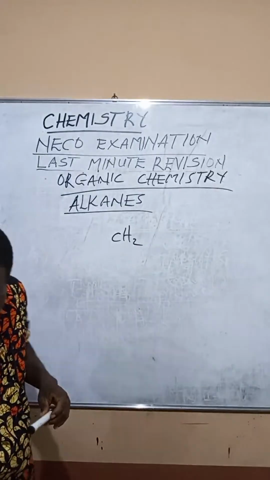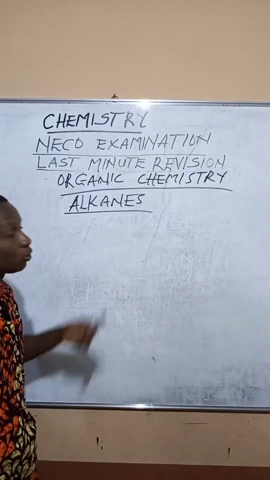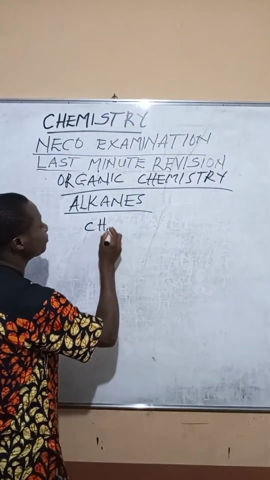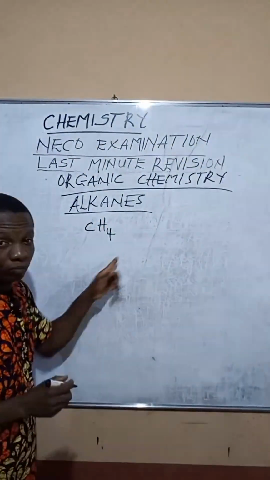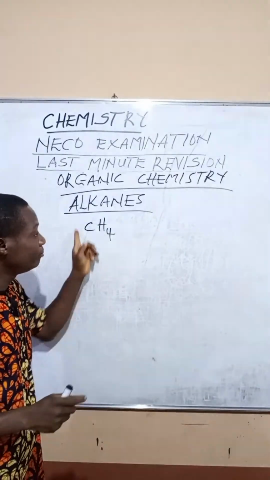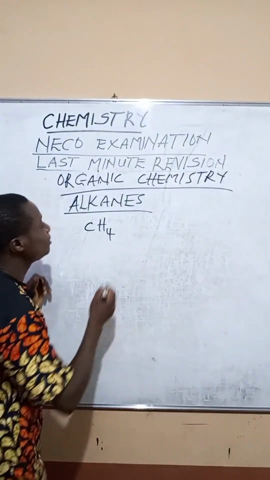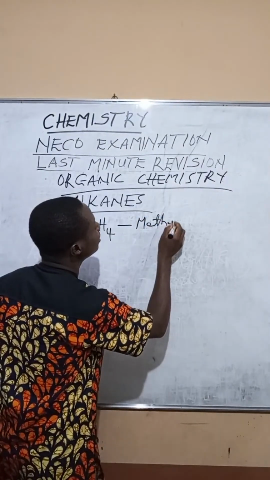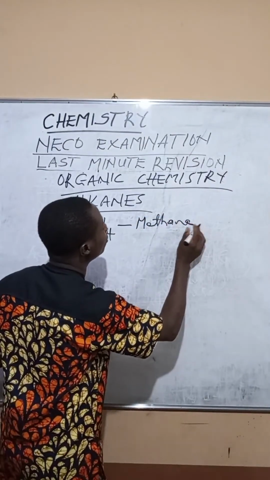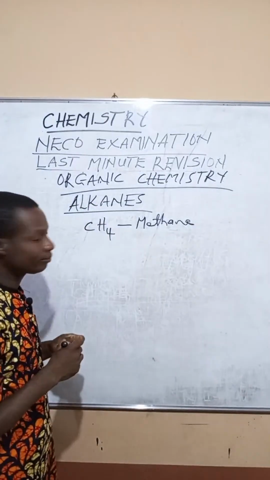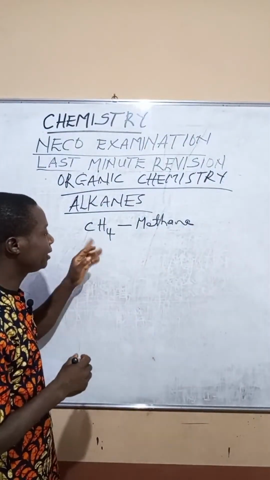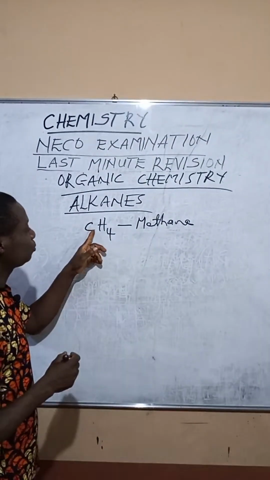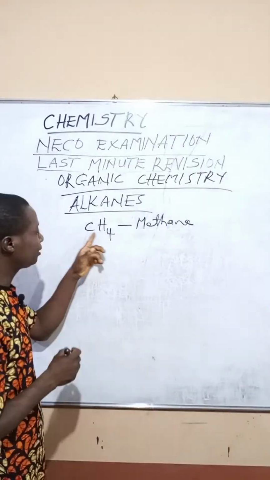Examples of alkanes. We already know them, right? So just read them. But we have methane, which is the major constituent of natural gas. Please take note. The major constituent of natural gas is methane. Don't forget, we have methane. Then we have ethane. When you add two here, that's ethane.